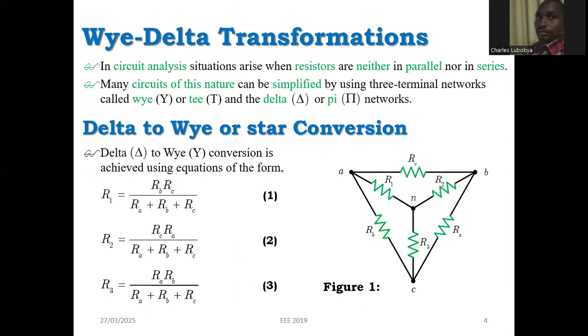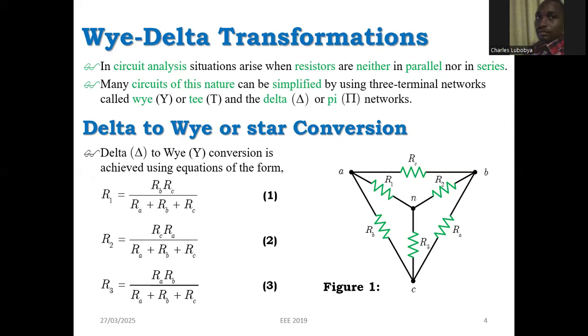Star delta transformation is best used in situations where resistors are neither connected in a pure parallel circuit nor a pure series circuit, but you have resistors in between, and they are such that you can't easily simplify or analyze them. Therefore, we employ a method of delta star or star delta transformation to help us in finding the equivalent circuit. Depending on the nature of the circuit, you choose whether to transform it from delta to star or star to delta.